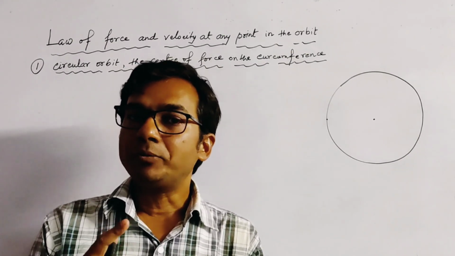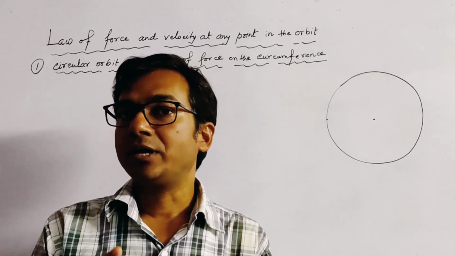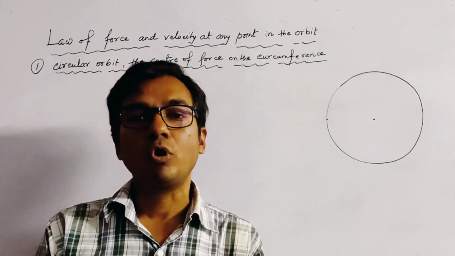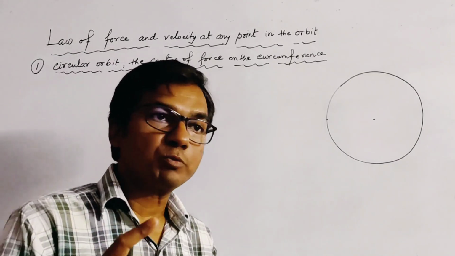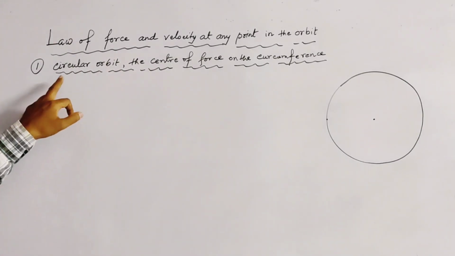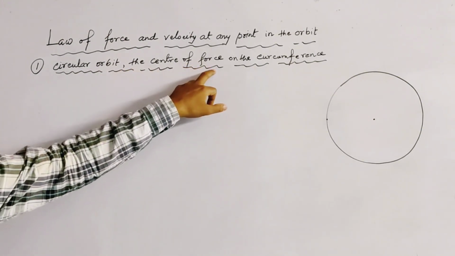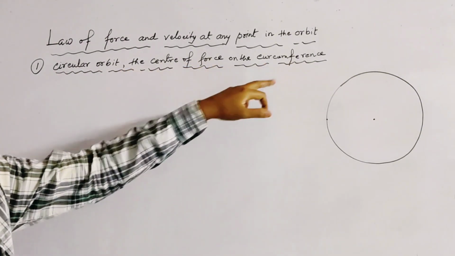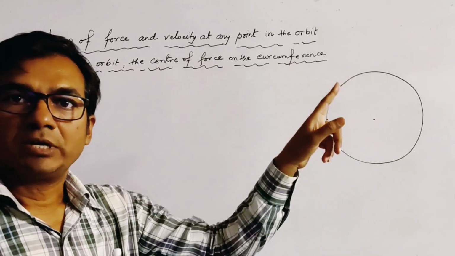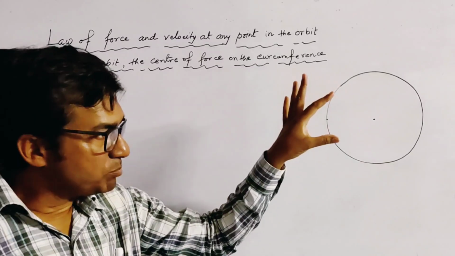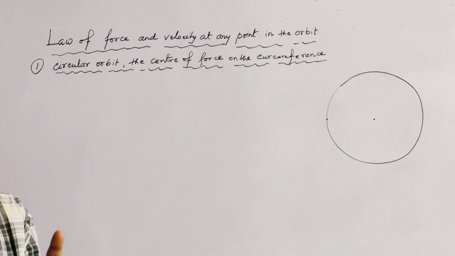That is, a central orbit is given and we have to find the central force or law of force, and find the velocity. The first problem is: if the orbit is circular and the center of force is on the circumference. This is the circular orbit, the central orbit. It is made by a central force. We have to find the force.